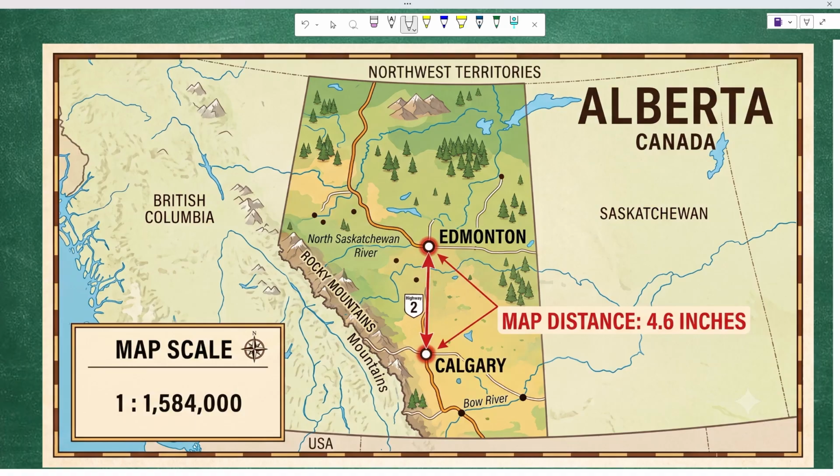So, for our problem, because our measurement is in inches, the scale tells us that 1 inch on the map equals 1,584,000 inches on the ground. Now, let's break down the conversion using dimensional analysis. It's a foolproof method where we multiply by conversion fractions so units cancel out cleanly.